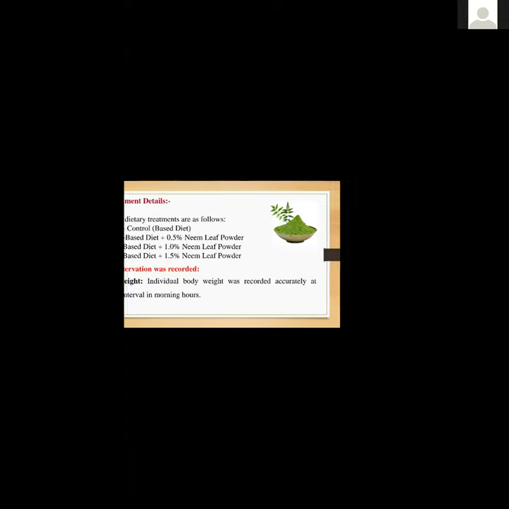Here are the treatment details, in which T0 is the control, given the basal diet. T1 is basal diet plus 0.5% neem leaf powder, T2 is basal diet plus 1% neem leaf powder, and T3 is basal diet plus 1.5% neem leaf powder. Observations were recorded. Individual body weight was recorded accurately at weekly intervals in the morning. Results.